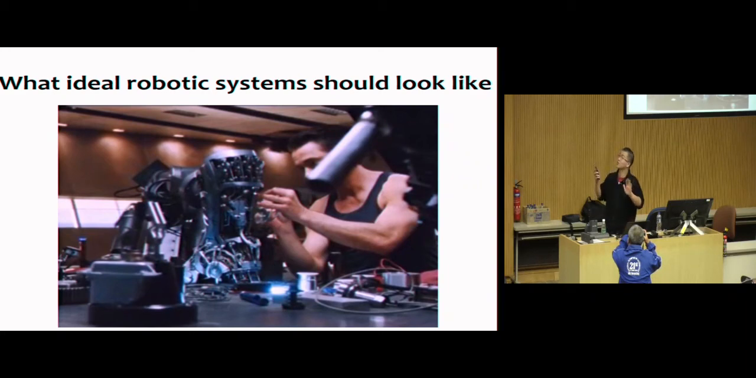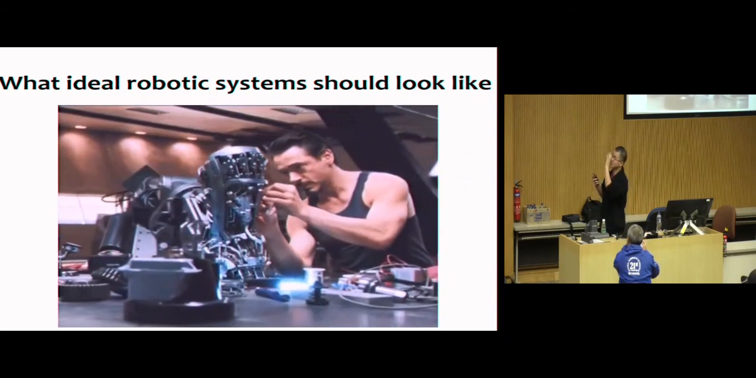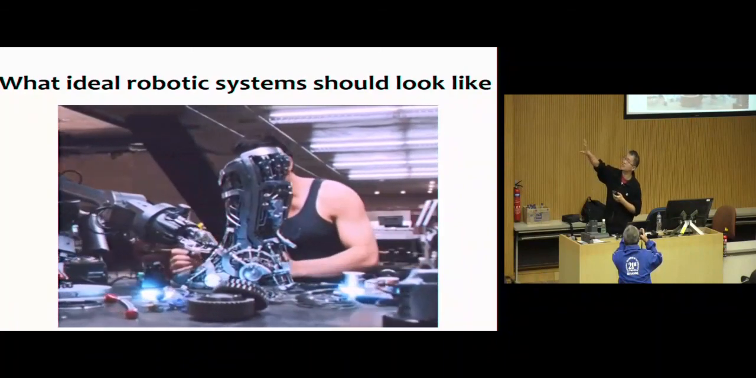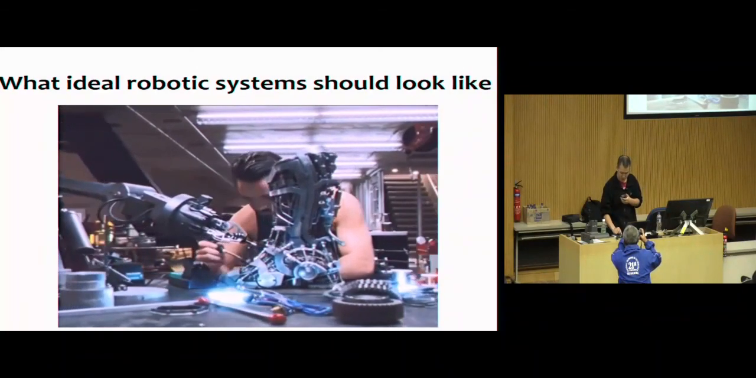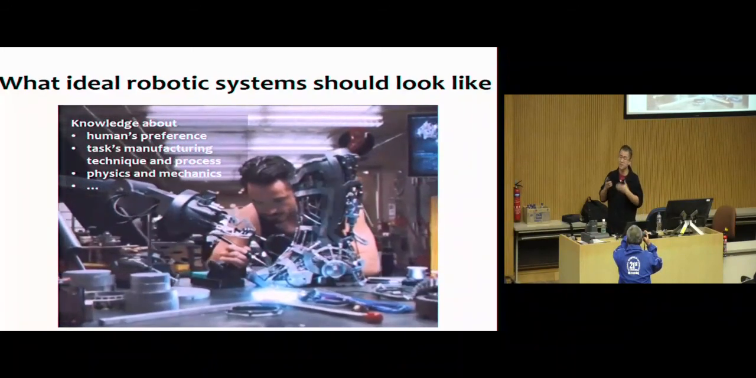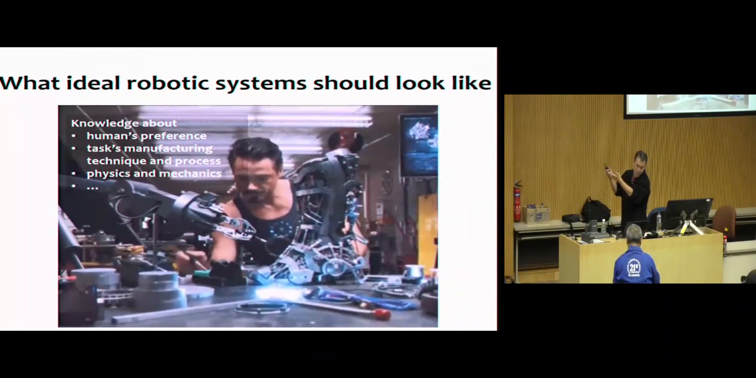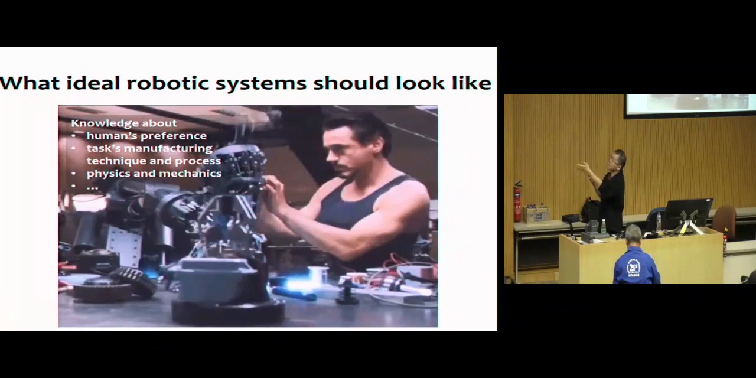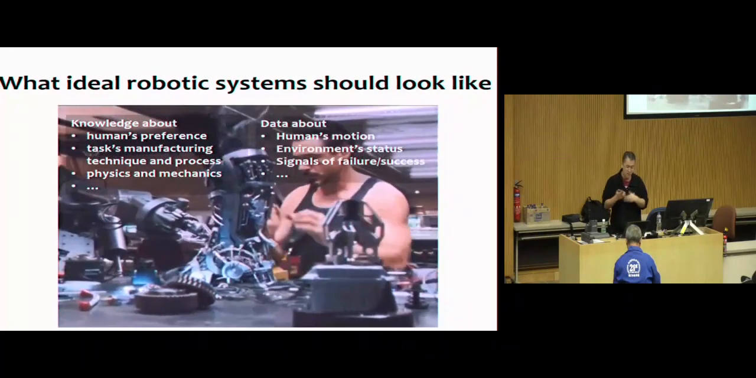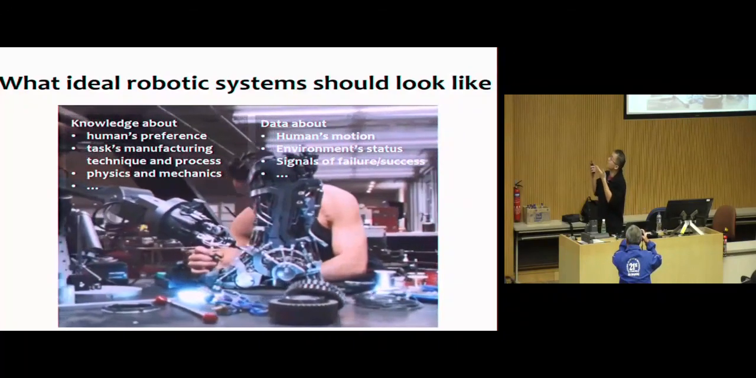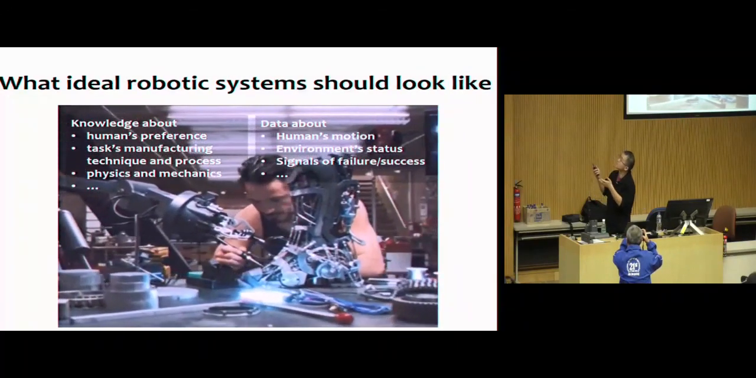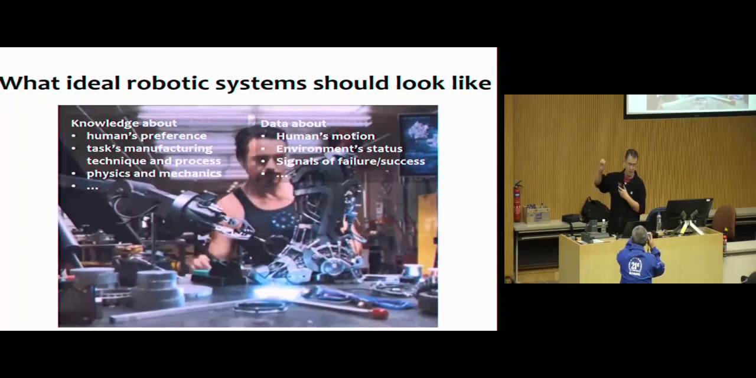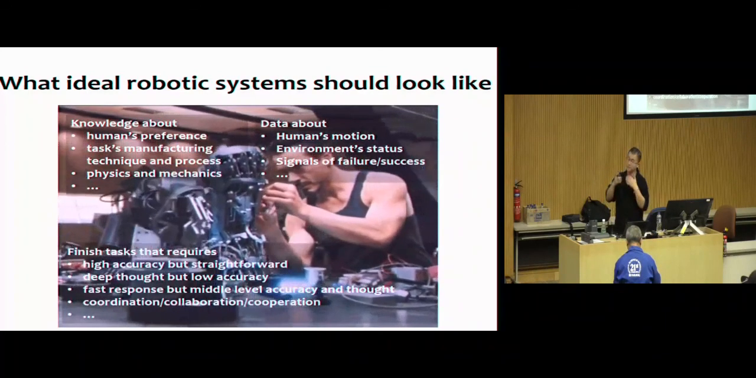We don't have an ideal robot system in reality, but we do have some, for example, from movies. As you can see, the robot is doing some task to help humans. In order to do that, the robot needs some knowledge, for example, about the human's preference, what task he is going to do, and maybe some physics or mathematics knowledge. Besides that, the robot also needs some data, for example, about the human's motion, measurements of the environment, and signals of success or failure. By using both knowledge and data, the robots can finish the tasks.